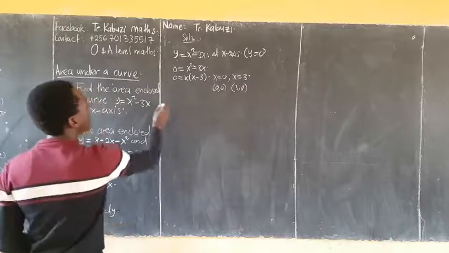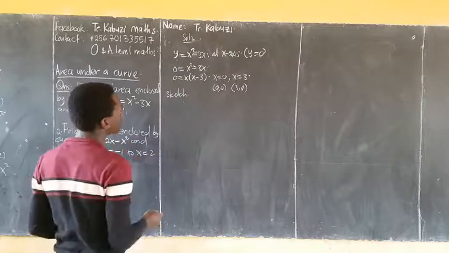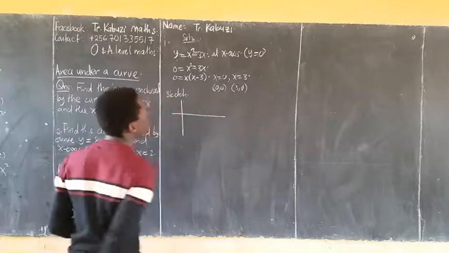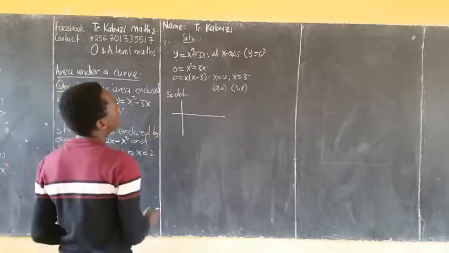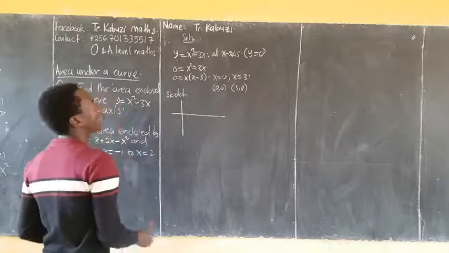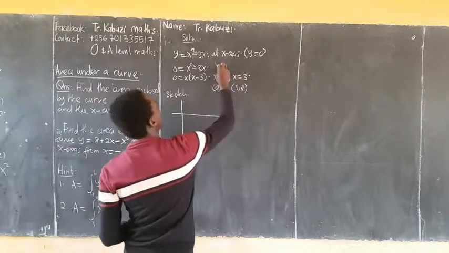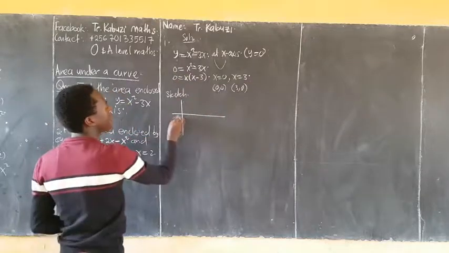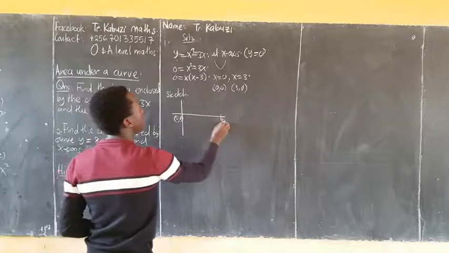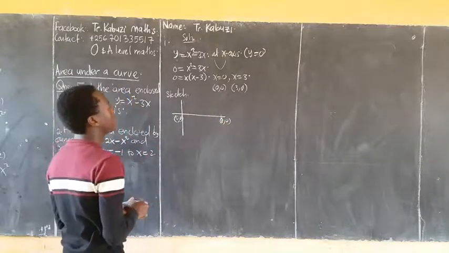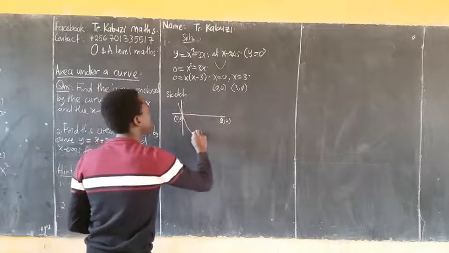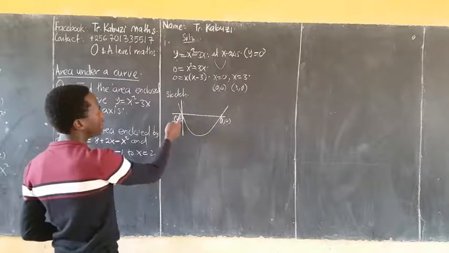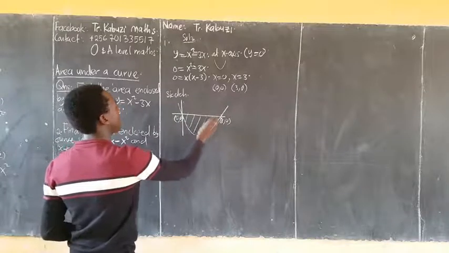Now, when we come to the sketch of that curve, it is going to be like this. We need to be careful. When I have a positive coefficient of x squared, the curve always has a minimum value. It passes through (0, 0) and (3, 0), so I sketch it like this, then like that. The area I'm going to calculate along the x-axis is from 0 up to 3. So this one is going to be my area.